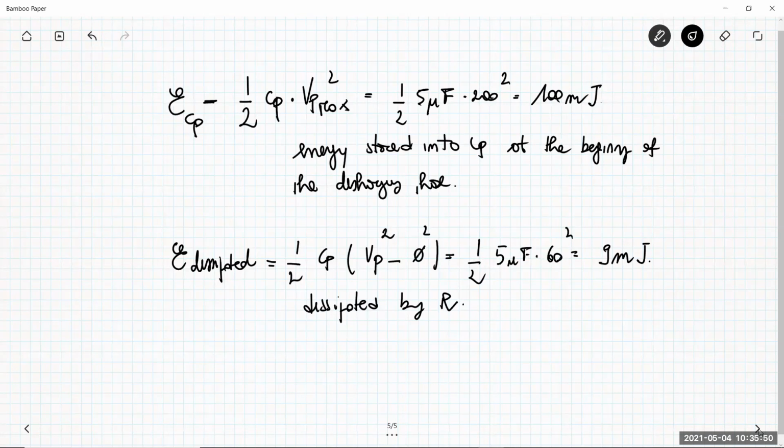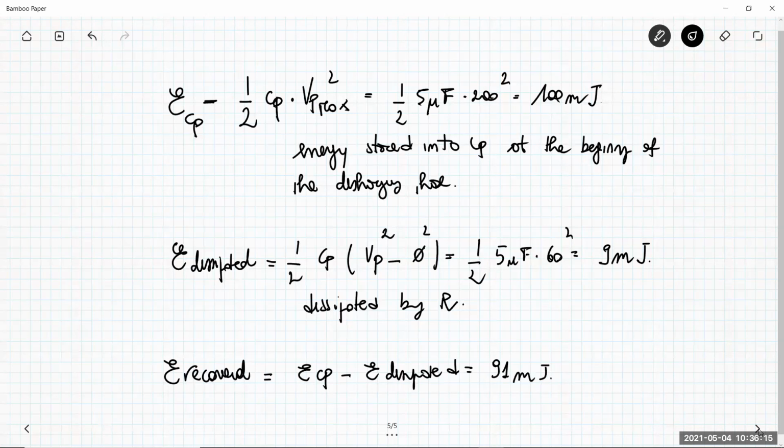So here you can also find the energy which is recovered. The energy recovered by the boost operating mode will be the difference between this energy in Cp and the energy dissipated. So it is 91 millijoules, recovered thanks to boost operation.